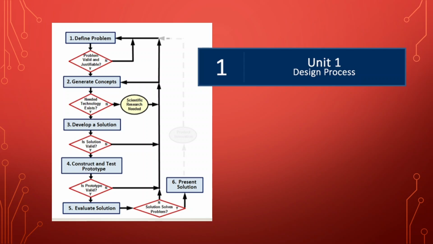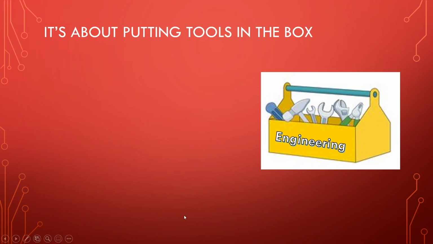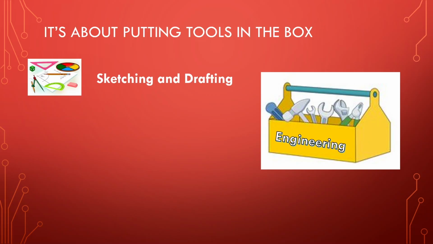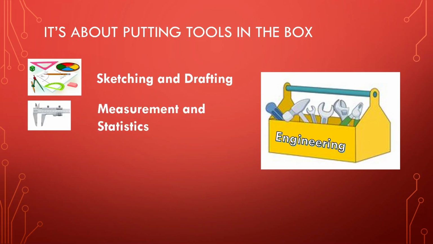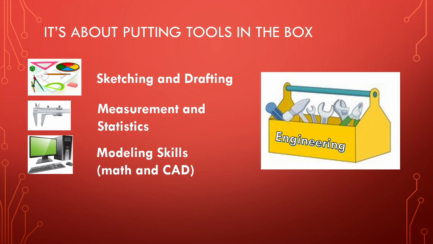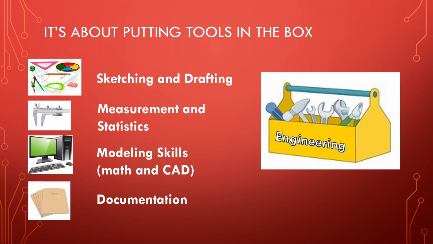And so as defining the problem, we'll be writing a design statement and so on, with establishing criteria and constraints. And we'll move on to some light drafting skills, computer-aided design work, statistics, teach them some basics in Microsoft Excel. Basically, what I like to think of it as putting tools in the engineering toolbox. And so sketching and drafting, as I mentioned, measurement and statistics, modeling skills, both math and CAD, and then learning how to document. The first semester, we'll be working with our engineering notebooks heavily. We'll transition out of that for the second semester.